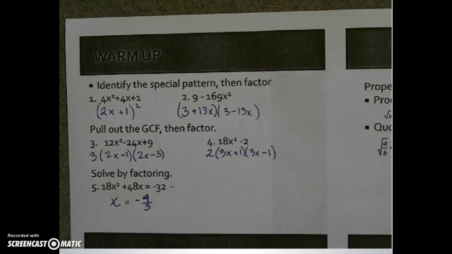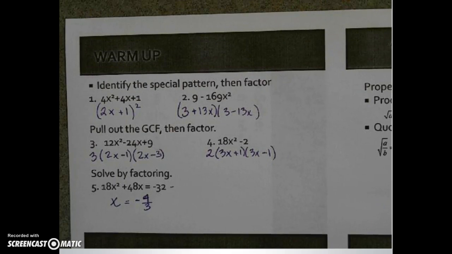Hello, please take a moment and check your answers from the warm-up. For number 1, you are using the special pattern of a perfect square trinomial, which factors to 2x plus 1 squared. For number 2, that's a difference of 2 squares, so 3 plus 13x and 3 minus 13x. Keep them in that order, otherwise you'll have to factor out a negative.